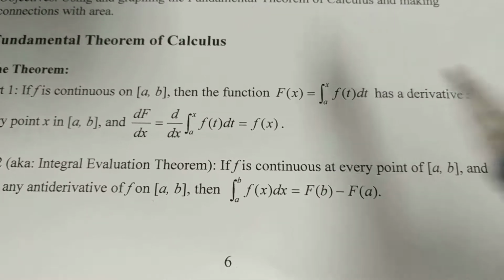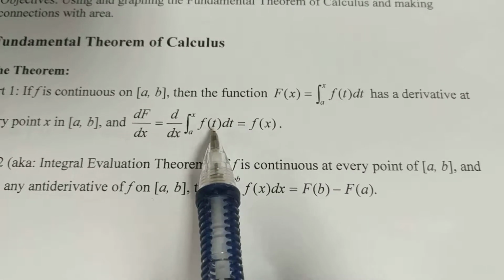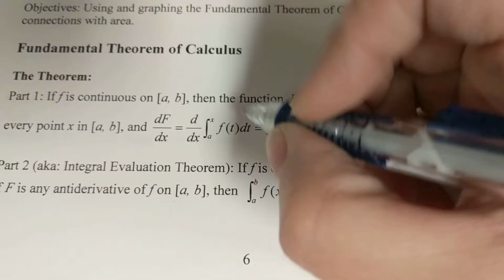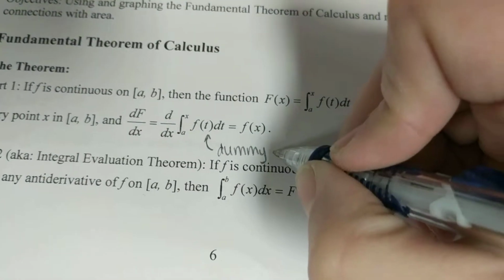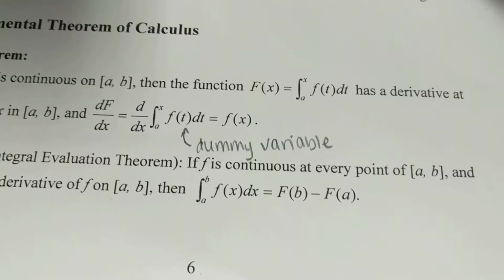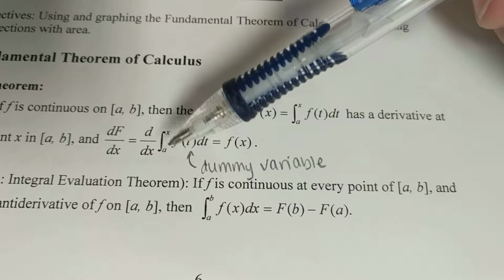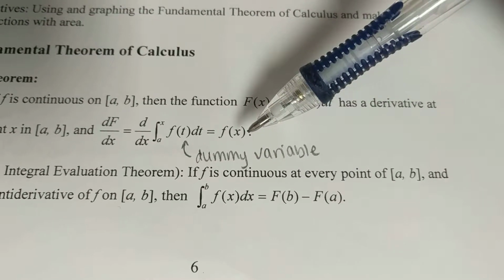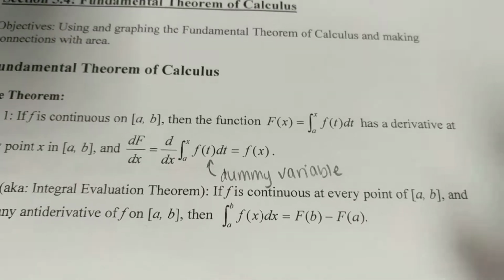A couple things I want to point out. They've got a t in here, but here there's an x. They're doing this integral with respect to t. So this is called a dummy variable, and I want you to even write that in there. This is a dummy variable. So we're doing the derivative with respect to x, and this a value is some number, and honestly, it doesn't matter at all what that a value is, because when we do the derivative of a constant, we just get 0.